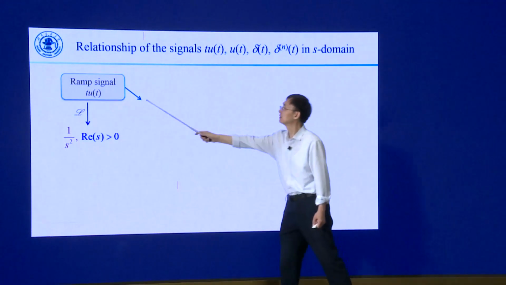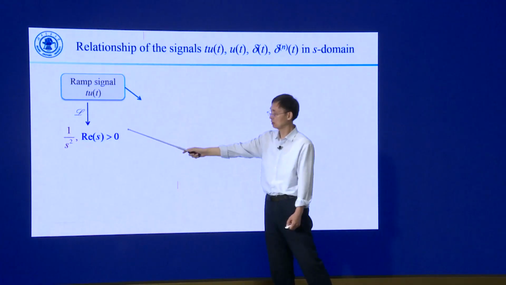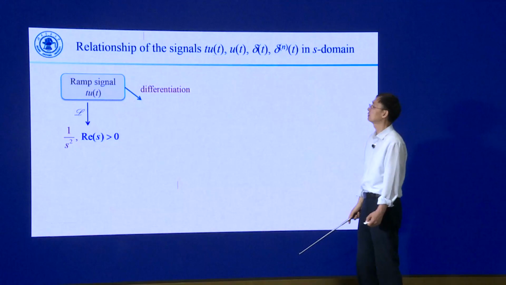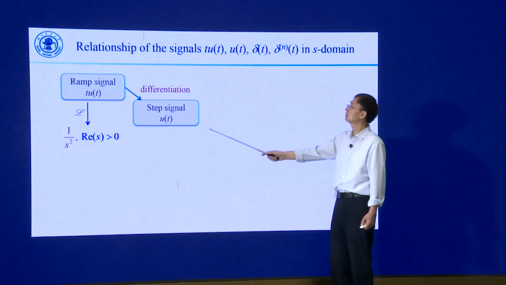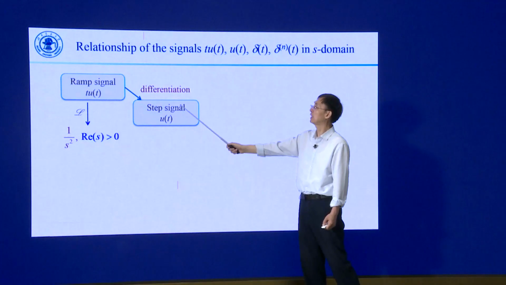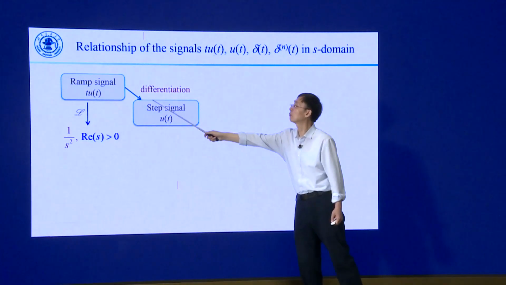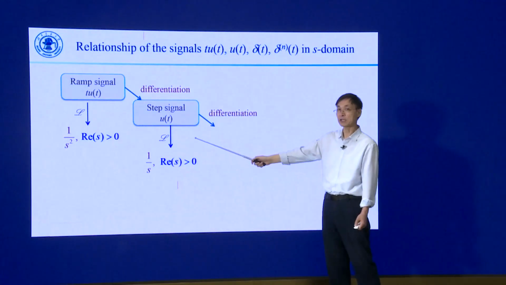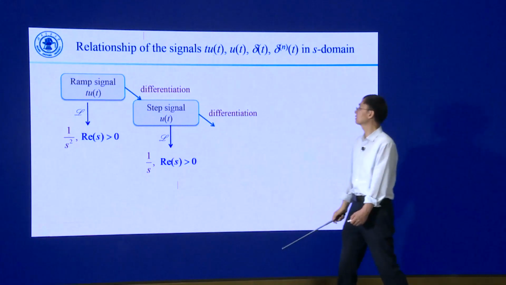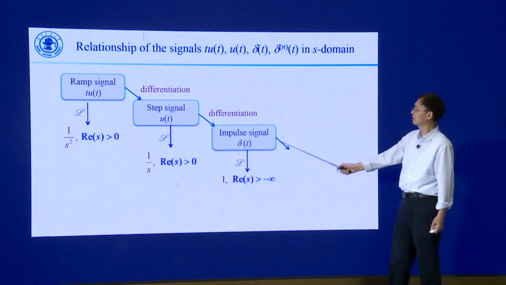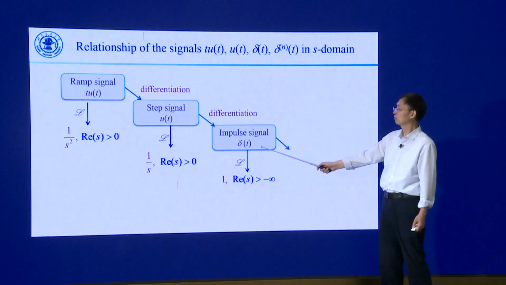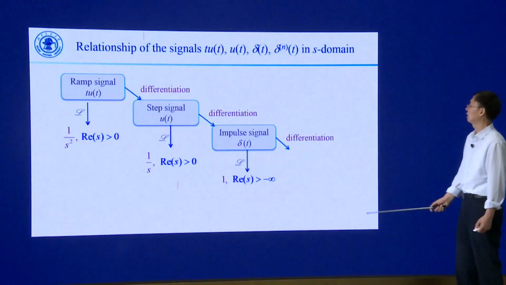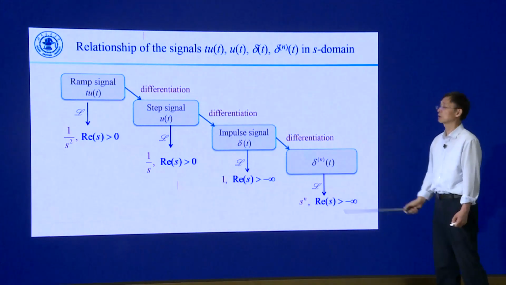For the ramp signal, we have known its Laplace transform is 1 over s squared. The step signal, we can get the step signal by differentiation from ramp signal. We can find this Laplace transform is 1 over s. Similarly, we can find the Laplace transform of delta(t) is 1. And furthermore, we can get this result.